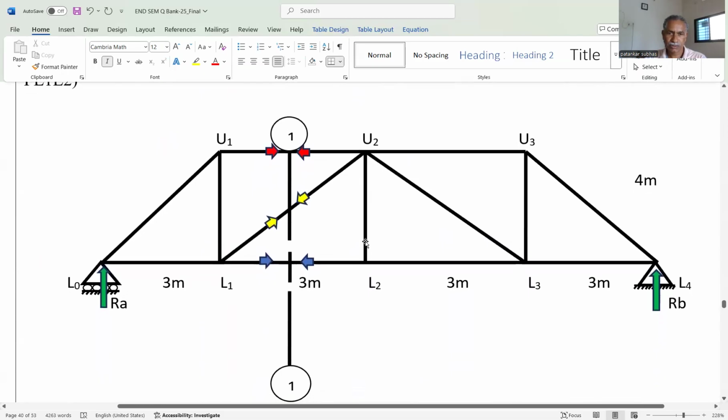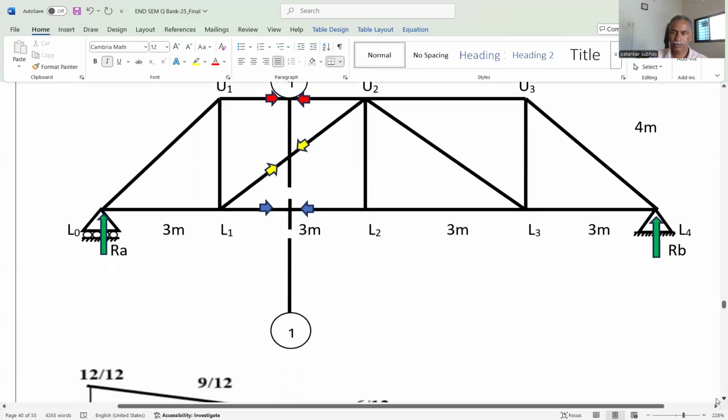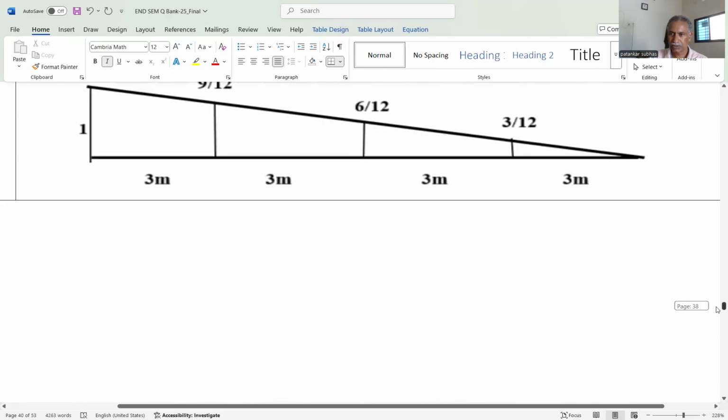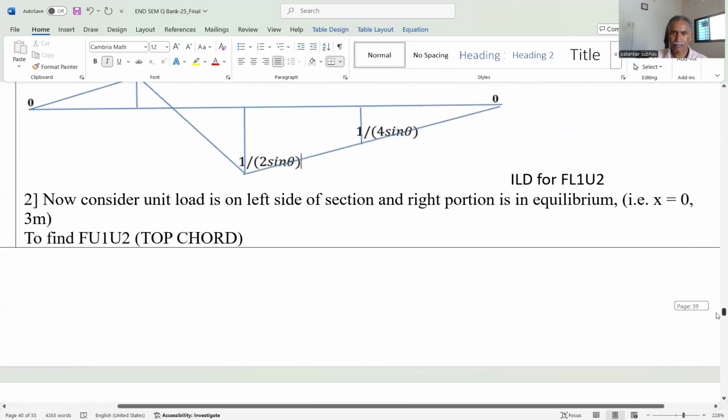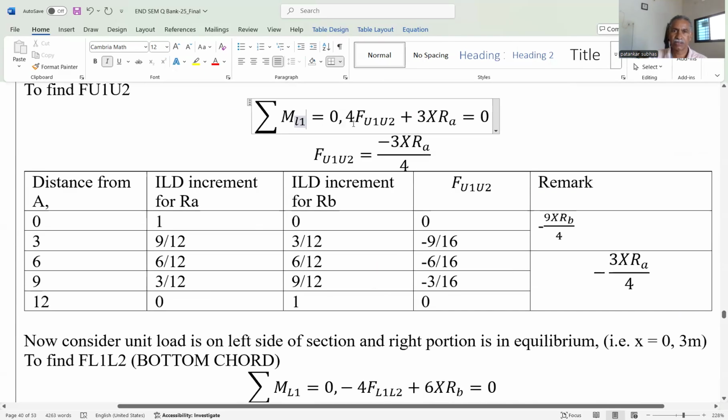So we have considered the load is at L2, L3, L4 like that, and the moment is taken at L1. Again, the force in member U1, U2 multiplied by this height 4 meter and RA multiplied by 3, because we have taken the moment at this point, in the same direction, clockwise direction. That's why both are positive. Therefore, we get the equation: force in member U1, U2 is equal to minus 3 by 4 multiplied by RA.